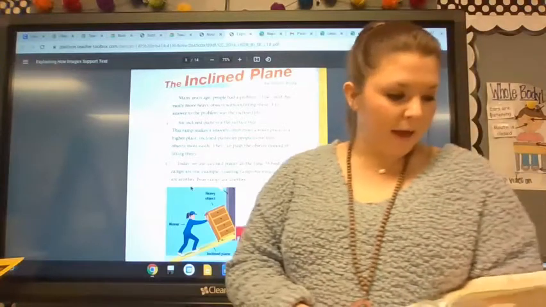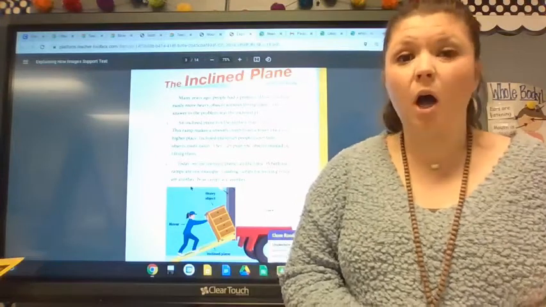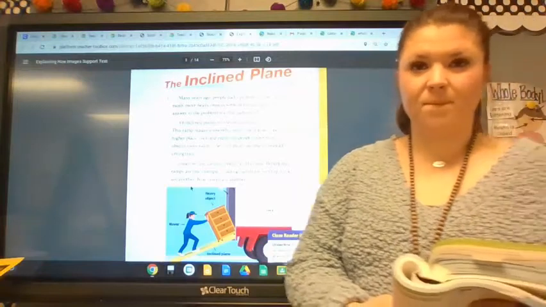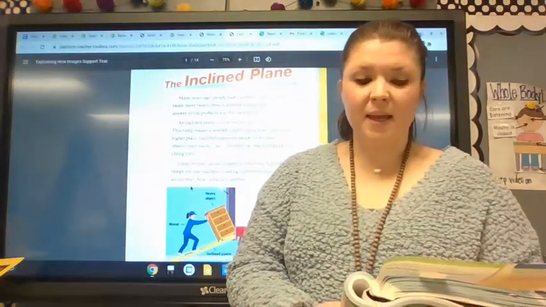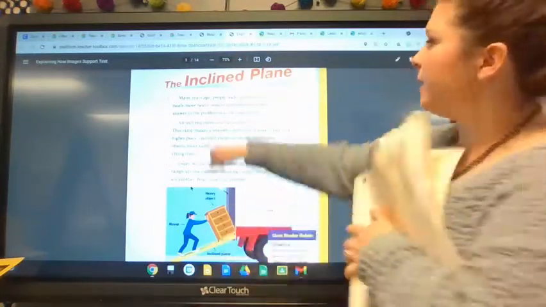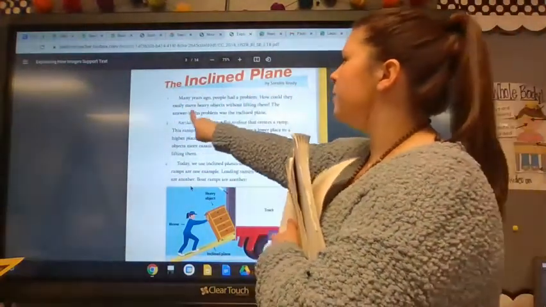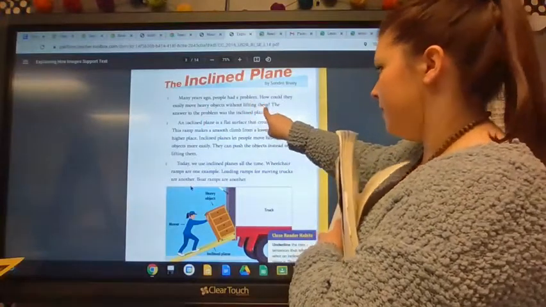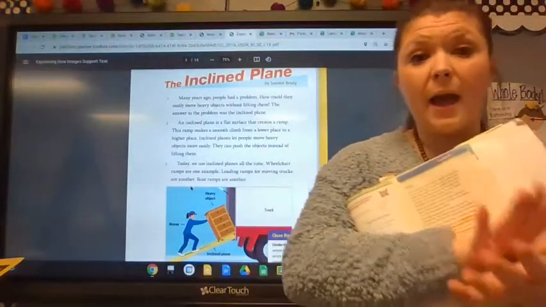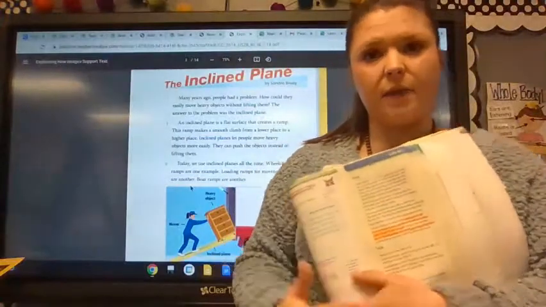All right, so welcome back. What problem did the people have long ago that they solved with the inclined plane? Yeah, they had a hard time moving heavy objects. It even tells us that in the first paragraph. Many years ago, people had a problem. How could they easily move heavy objects without lifting them? The answer to the problem was the inclined plane. So they had a hard time lifting heavy objects, so the inclined plane was there to solve their problem.